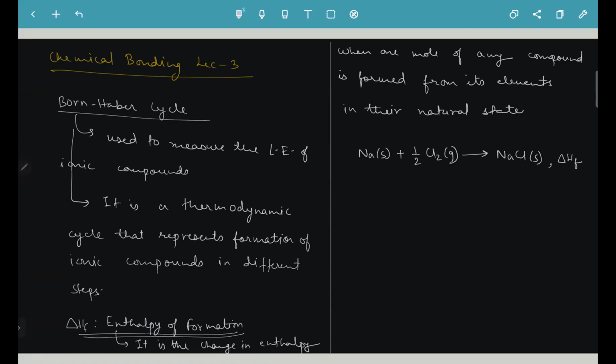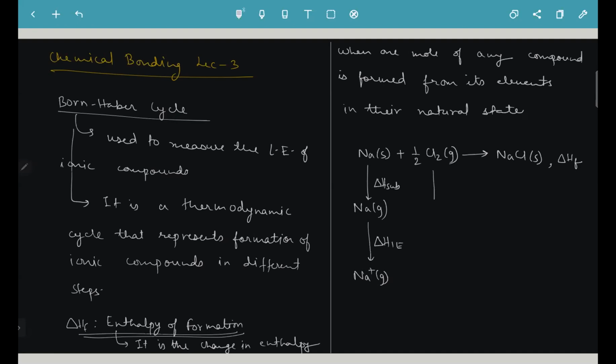So we will represent this in different steps. One of the steps is to convert sodium solid into sodium gaseous. This process will absorb some energy, which will be the heat of sublimation, the enthalpy of sublimation. Then sodium gaseous will be converted into Na plus gaseous. The energy absorbed for this process will be the ionization energy, delta H ionization energy.